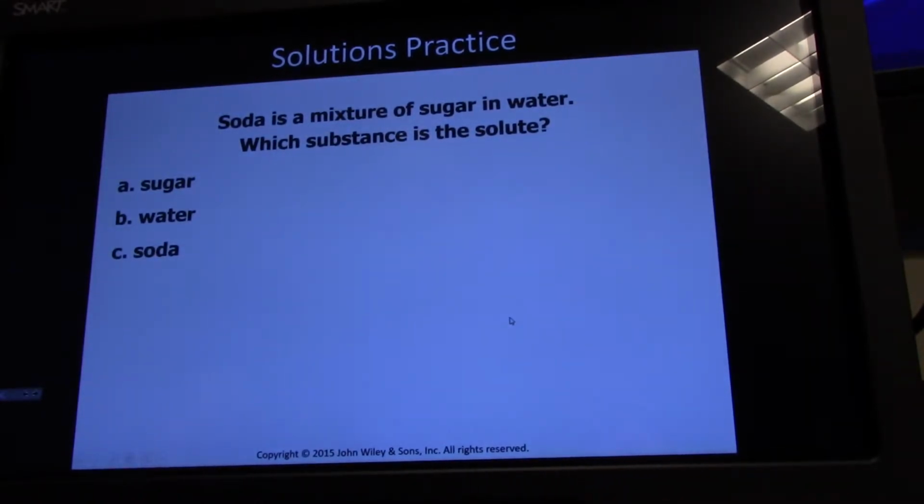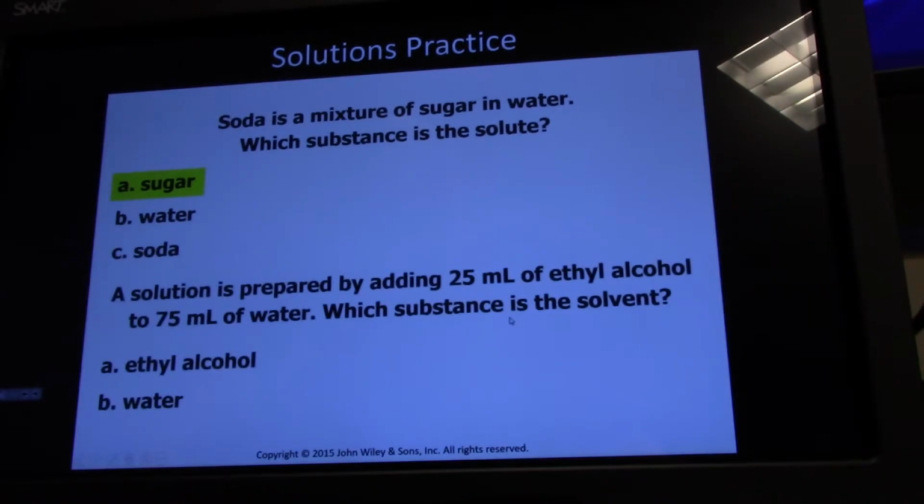Soda is a mixture of sugar and water. Which substance is the solute? Which substance gets dissolved? Sugar, excellent. Because your final solution is a liquid like water. Water was the solvent. Sugar is the solute. A solution is prepared by adding 25 milliliters of ethyl alcohol to 75 milliliters of water. Which is the solvent? Well, they're both liquids. So the one you have most of is the solvent. So water is the solvent.